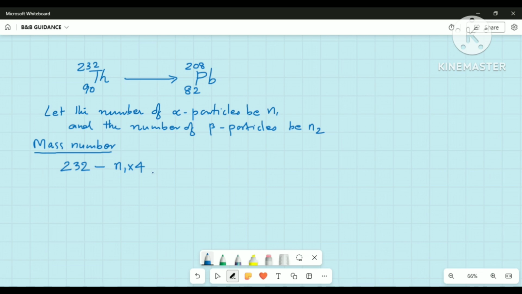This mass number does not change by the emission of beta particles. So we can write N2 times 0, that is 0 only. Okay, we can ignore that. Well, so 232 minus N1 times 4 equal to 208. So on solving, we will get N1 is equal to 6. 6 alpha particles are emitted.